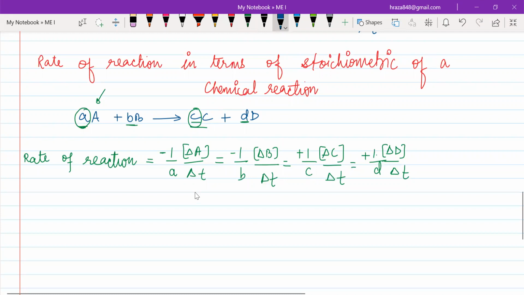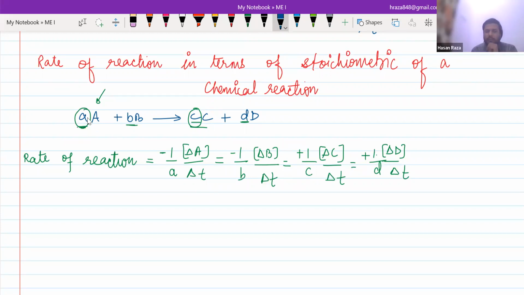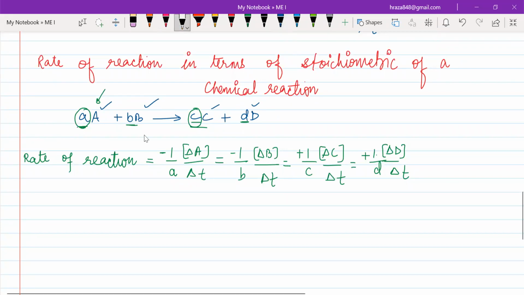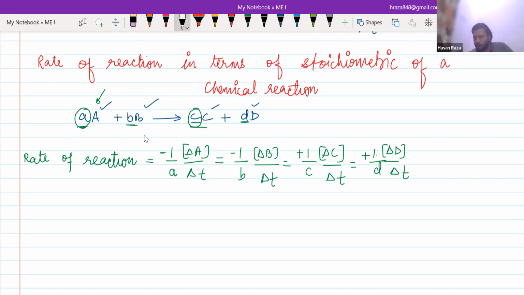Sorry, sir. Can I just repeat it again? Yes, why not? See, this is reactant, product. You can easily recognize which one is reactant and which one is product, right? Ahmad? Yes, sir. And you also know that reactant decreases and product increases. For reactant, we use a negative sign because it decreases, and for product, we use a positive sign because it increases, right? Yes, sir. Now, if you are going to write the rate of reaction in terms of the stoichiometry of a chemical reaction, whatever is the stoichiometric coefficient, it will come in denominator.